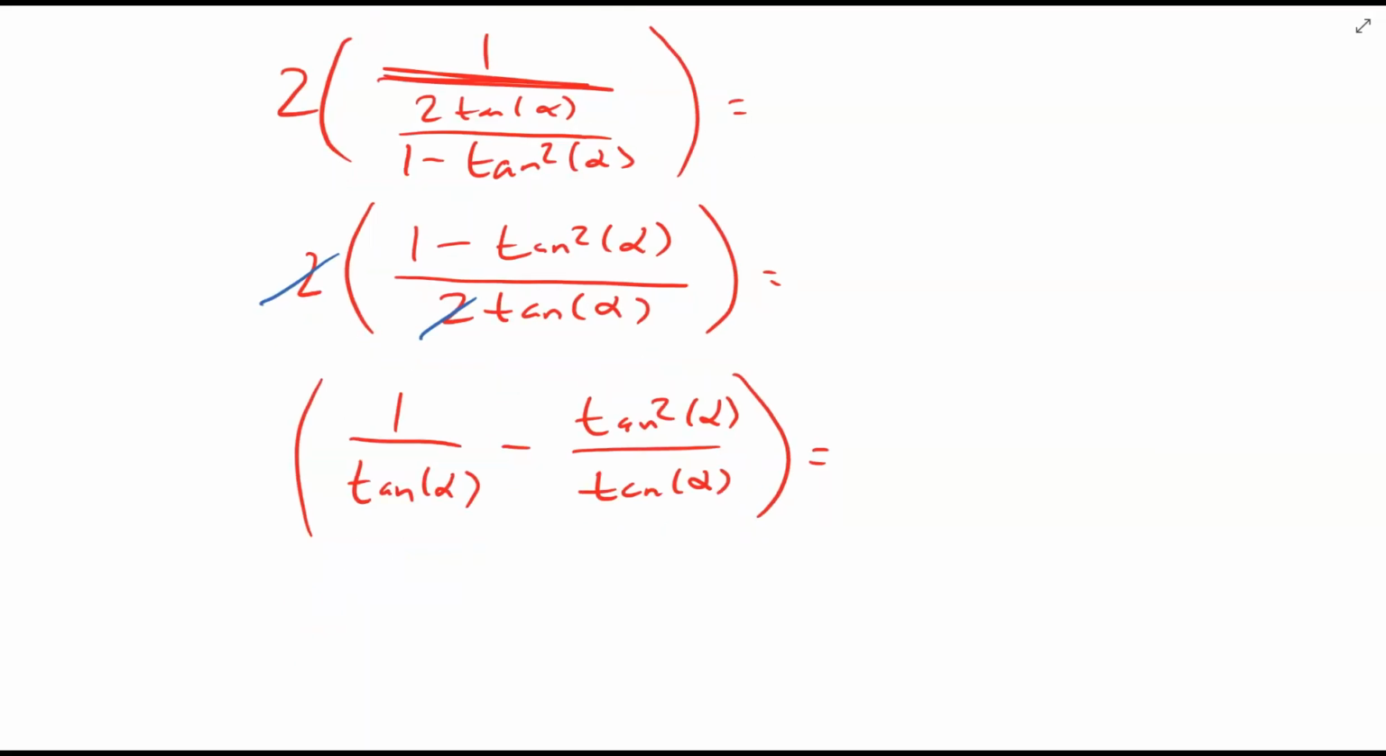Okay, what do you notice? That was the tricky part. Okay, and then what about the other fraction? Yeah, that cancels down, and we're left with cotangent minus tangent, as required.